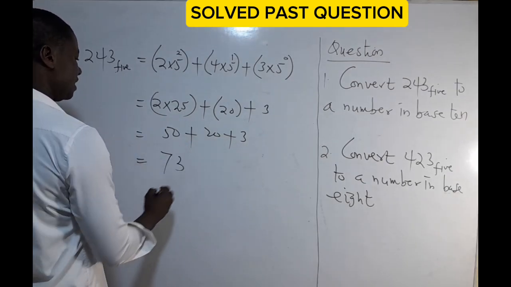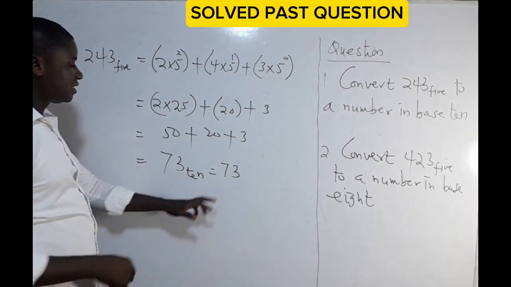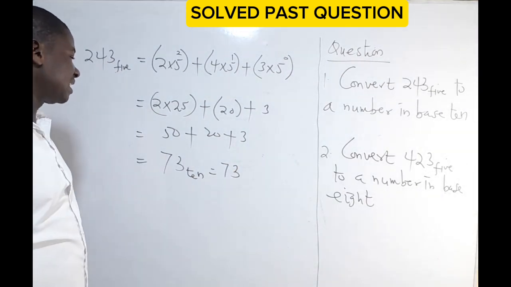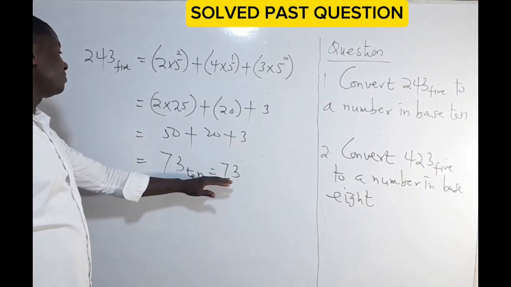Don't forget, in base 10. Okay. And this is the same as 73. So when you write 73 without anything, it's in base 10. Are you getting that? So either you write it as 73 base 10 or 73. That's all. It's still in base 10.